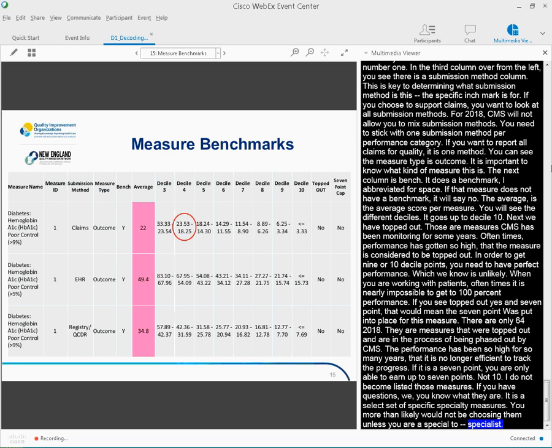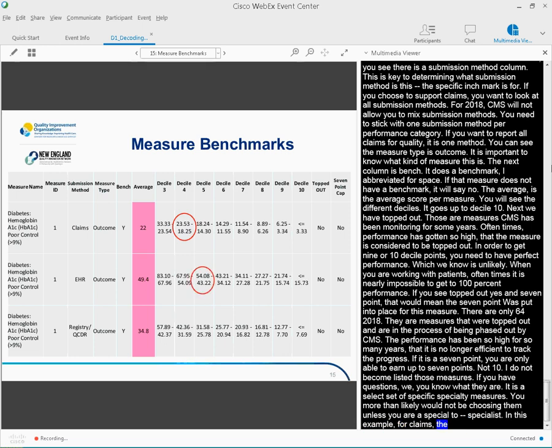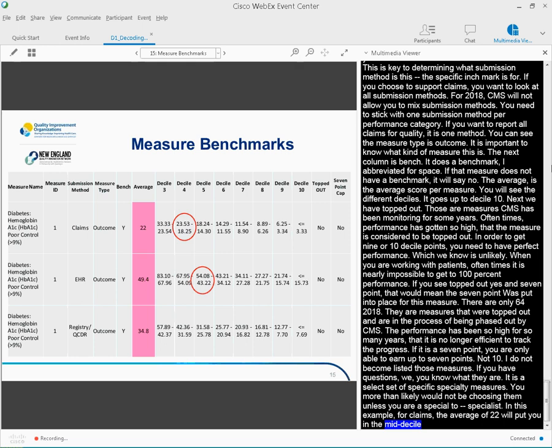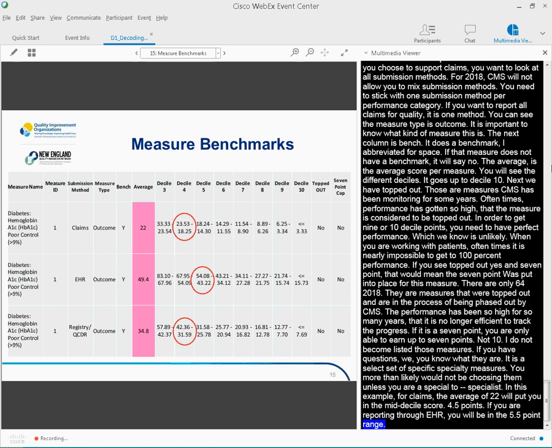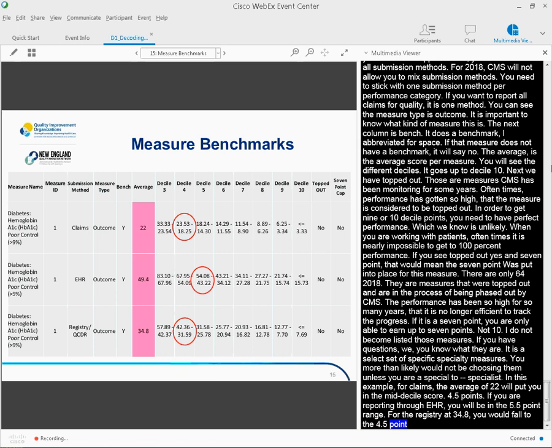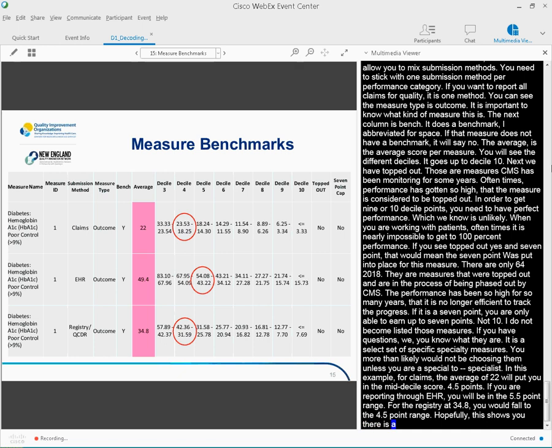So in this example, for claims, the average of 22 would put you in roughly the mid-decile 4, so you'd earn about 4.5 points. If you're reporting through your electronic health record, you would be somewhere in the 5.5 point range for your 49.4. And then for your registry or QCDR for your 34.8, again, you fall back into that 4.5 or so point range. So hopefully this shows you that there's a pretty big variation. I think the next example has even more variation, but depending on the submission method you select, you really could earn anywhere between 3 and 10 points based on your performance.